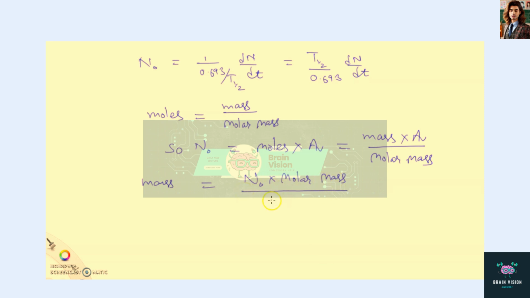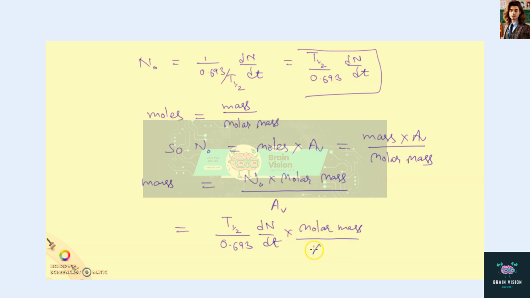So the mass of the sample will come out to be the number of atoms N naught into molar mass, divided by Avogadro number. And for N naught we use this expression. So here it comes out to be T half divided by 0.693 into dN/dt into molar mass, and finally divided by Avogadro number.